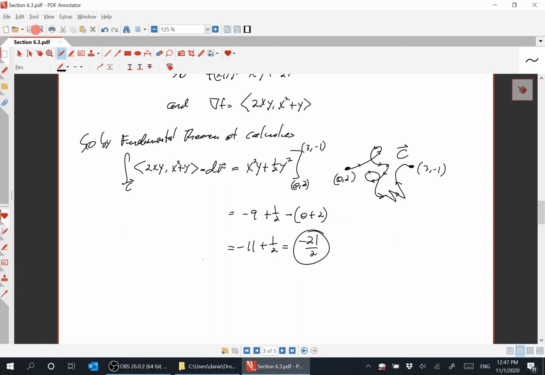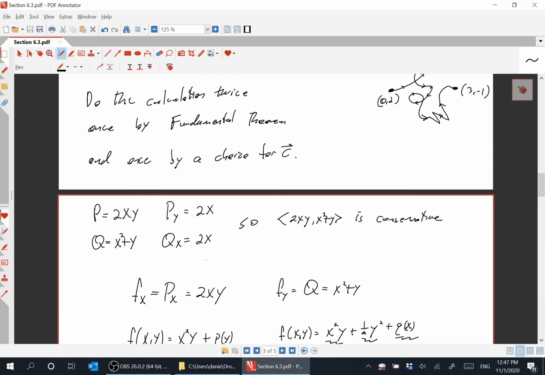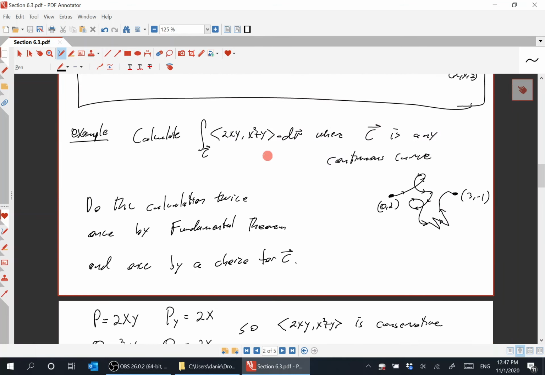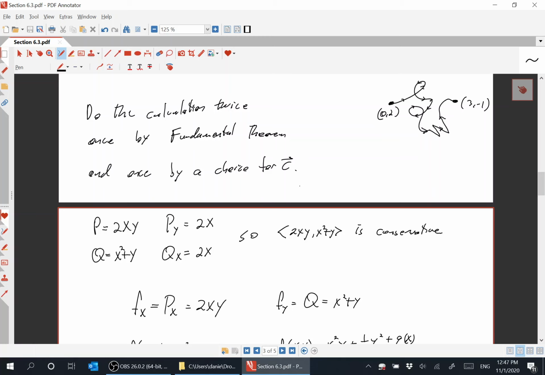Right, let's review that example real quick. We want to calculate this line integral where C is any continuous curve from the beginning point 0, 2 to the end point 3, negative 1. Since we're not specifying C, it must be that C doesn't actually matter. What actually matters is just the beginning and the end. And we're going to calculate it twice. The first calculation is going to be with the fundamental theorem of calculus.